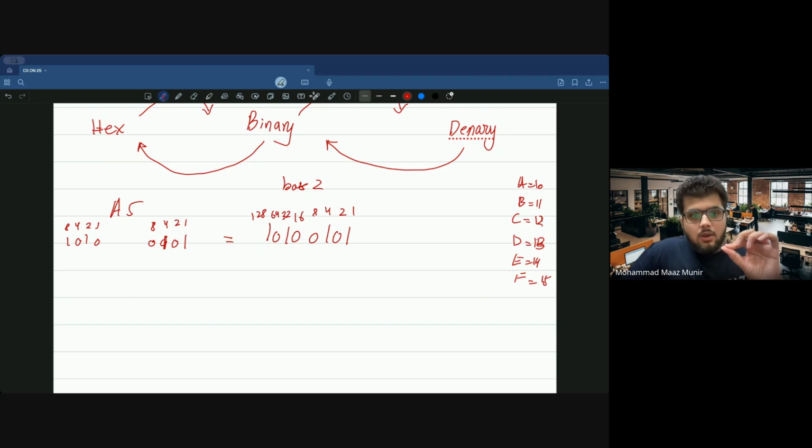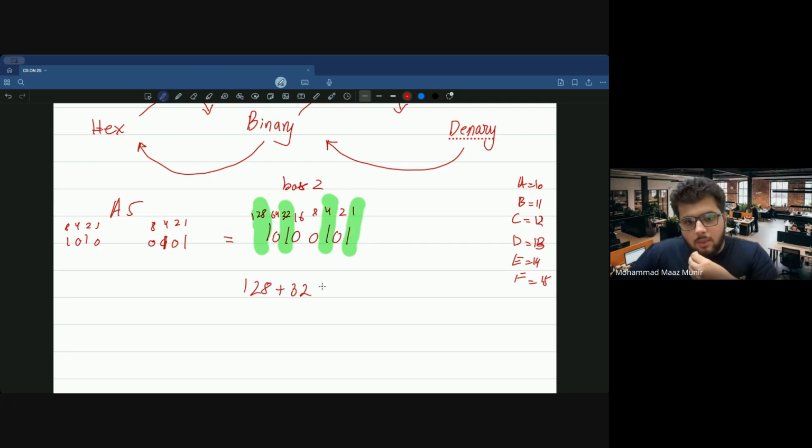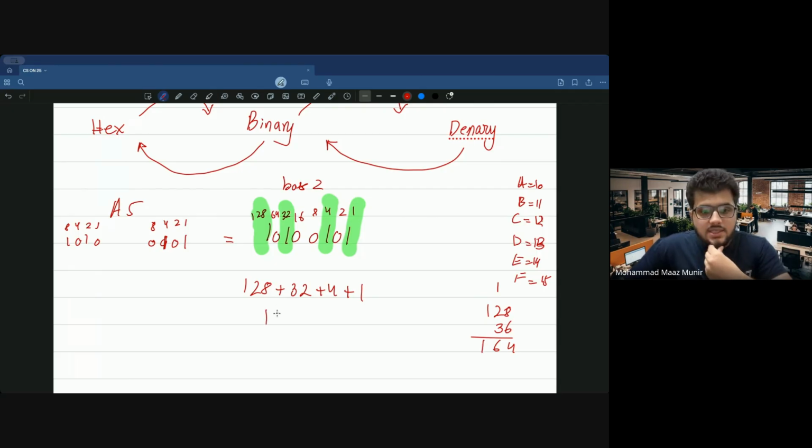Now, what do we need to add? All the ones. Where do we have the ones? We have a 1 up here, then a 1 here, a 1 here, and a 1 here. Just add them: 128 plus 32 plus 4 plus 1. 32 plus 4 is 36. 128 plus 36, always do it like this. 8 plus 6 is 14, so 1 up here. 3 plus 3 is 6. 164. So 164 plus 4 plus 1 is 168 plus 1, 169.